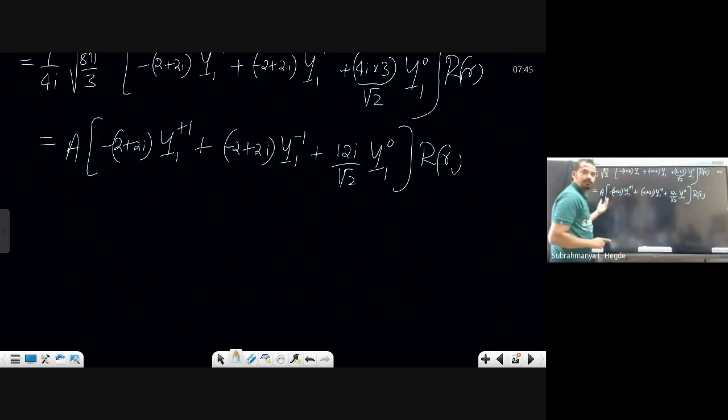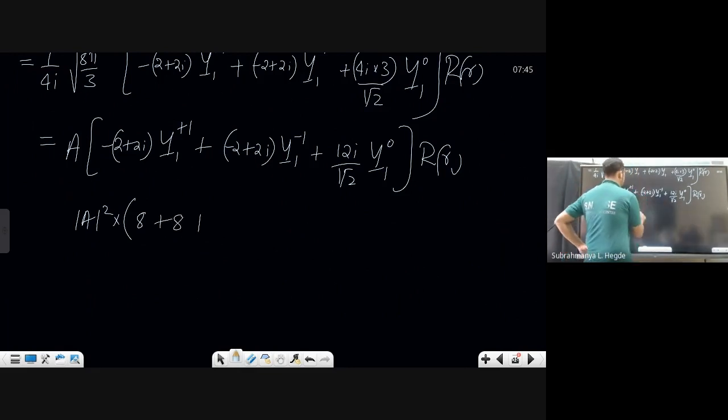Can I say like this? Mod C1 square, mod C2 square, mod C3 square. Mod a square multiplied with mod of this one. What is mod square of this one? 4 plus 4, 8. It's also 4 plus 4, 8. Because what is this one?